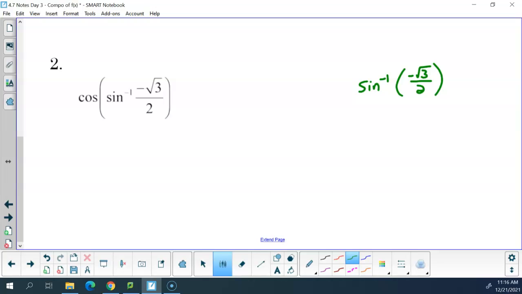Negative pi over 3 was the next one that I had heard. Do we like that one? I like that. I'm rocking with it. You think that one's right? The next one I heard was negative pi over 6. Which one do I like the best? Negative pi over 3, because that's where the sine, which is the y value, is negative square root 3 over 2.